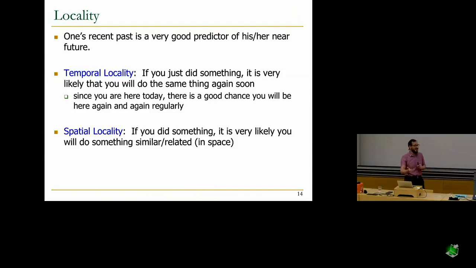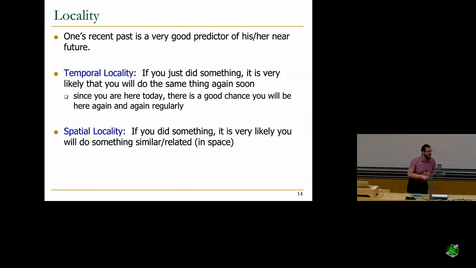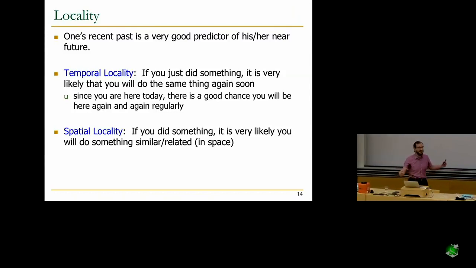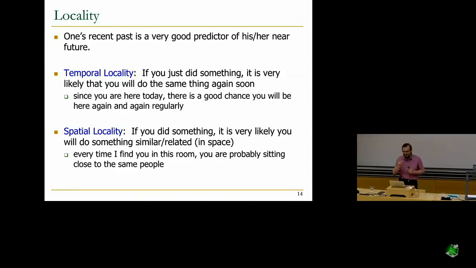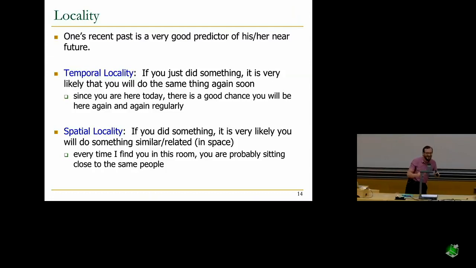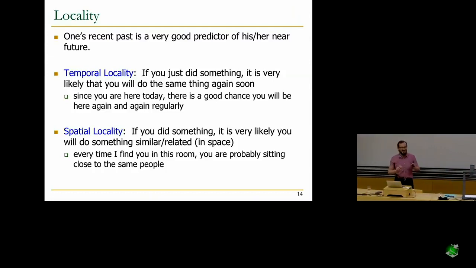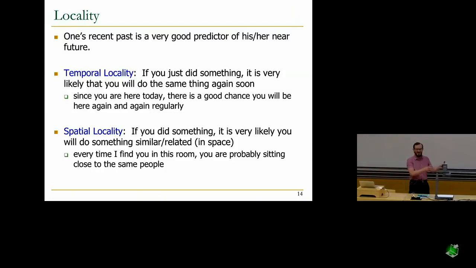Okay, spatial locality is a different form of locality. This is locality in space. So temporal locality is locality in time. Spatial locality is locality in space. This means that if you did something, it's very likely that you will do something similar or related in space. One example of this, every time I find one of you in this room, for example, you're probably sitting close to the same people. That's the spatial locality. That's not always true. Sometimes you guys break the spatial locality. But many of the time, it's okay, actually. You may not be sitting in the same space, but you actually are sitting with the same people. But if you're sitting in the same space, that's actually even stronger spatial locality. You have a locality in the desks as well as locality in the people you're sitting with, right?